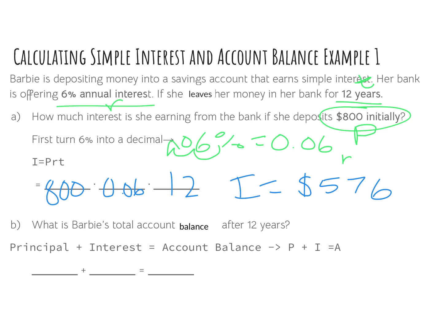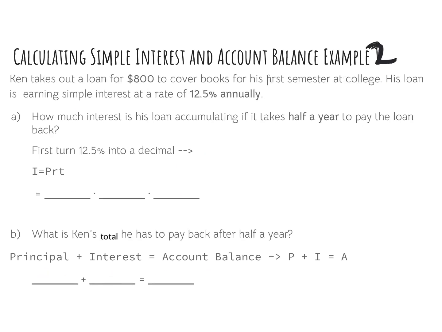The next question is asking us, what is Barbie's total account balance after 12 years? We have our principal, which is still $800, our interest earned of $576, and we're going to add those together to get a total of $1,376.